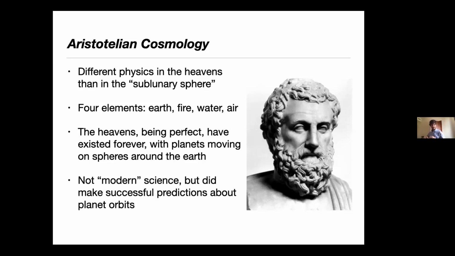They thought that there was different physics that operated in the heavens than operated on Earth, because the heavens were more perfect. They had this idea that space and everything outside of the Earth was somehow perfect, and therefore they could predict how things would be based on some abstract notion of perfection.